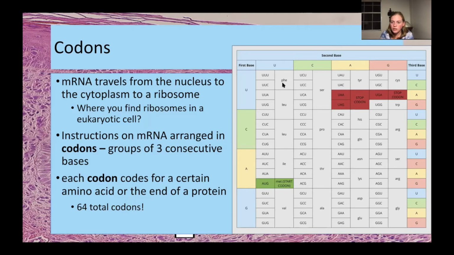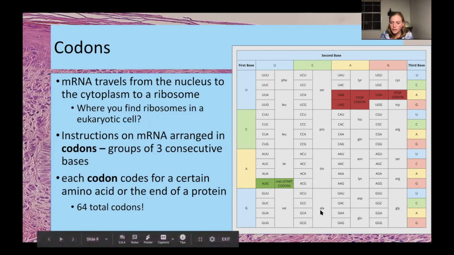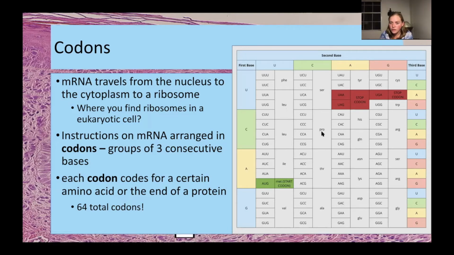Also notice that these amino acids are abbreviated with the first 3 letters of their names. So we don't have to worry about calling this proline. You can just say it's PRO. You don't have to call this serine. You can just say it's SER. And that tells you what kind of amino acid you're dealing with.